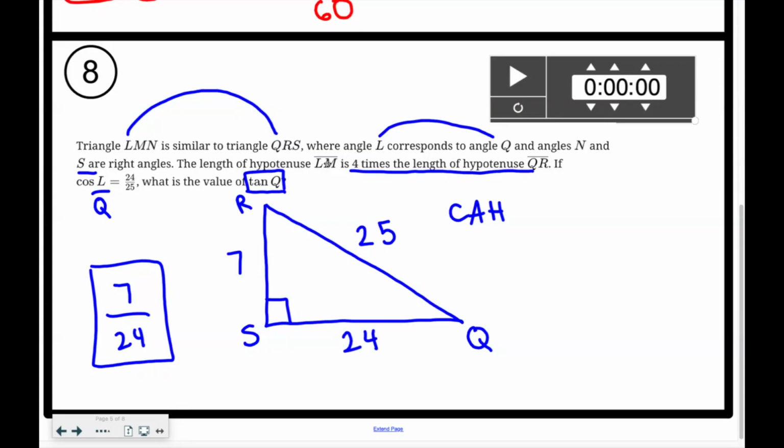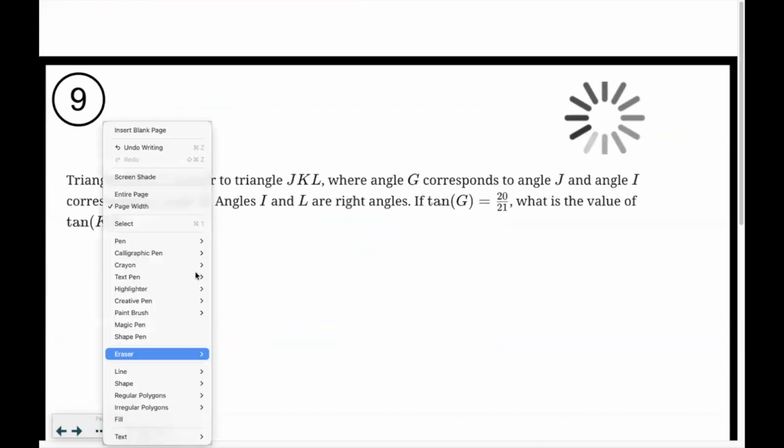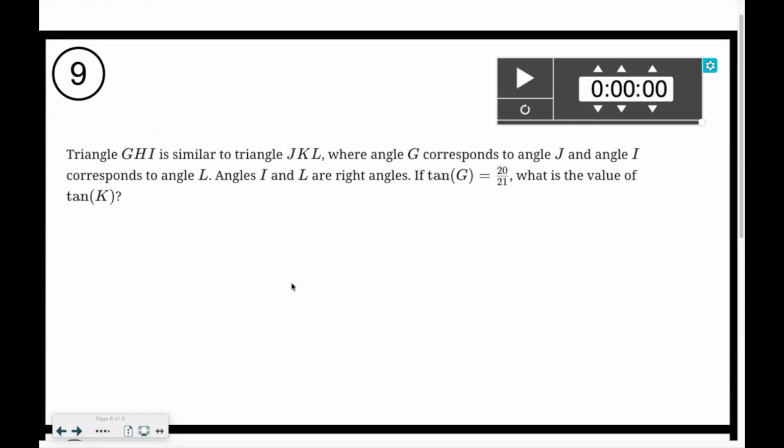So just when you're asked the trig function of similar triangles, just focus on the triangle that they ask about. So I think if we look, we have another example. Okay. So again, this part of it is kind of trying to get you to do more work than you need. So what I would do is go right to what are we looking for? The tan of K. So I really only want to draw that triangle.